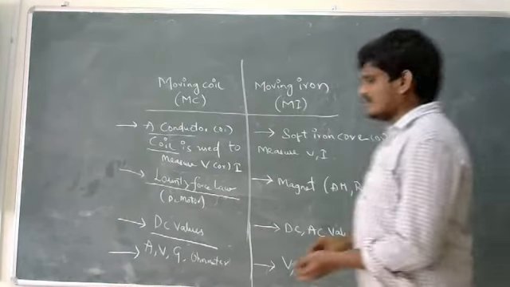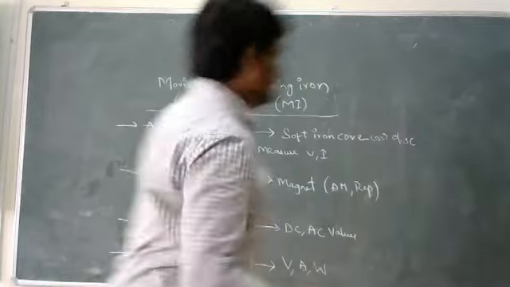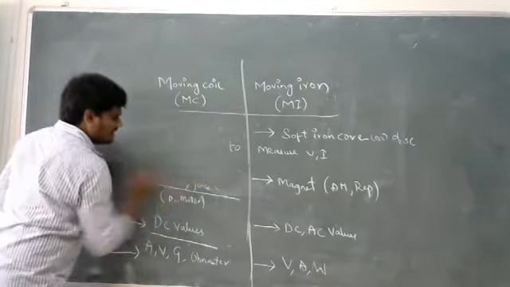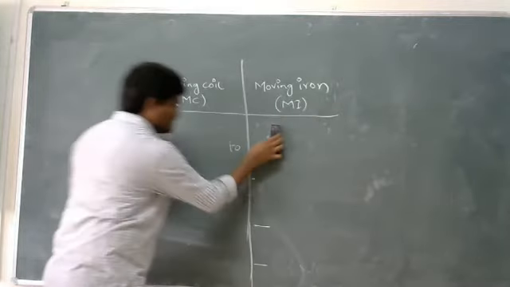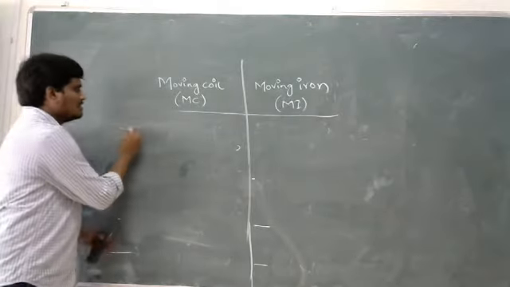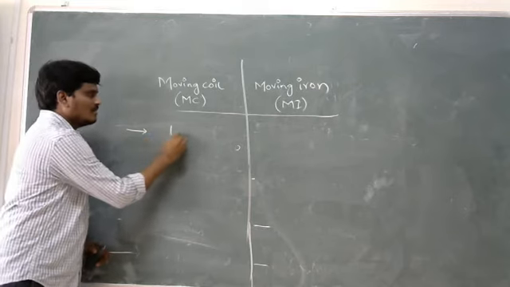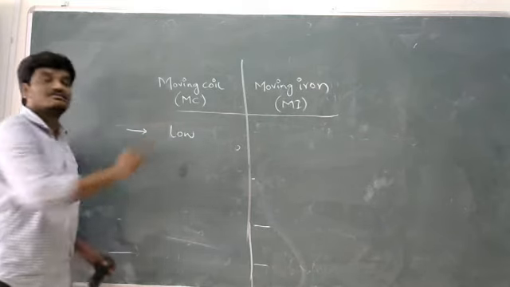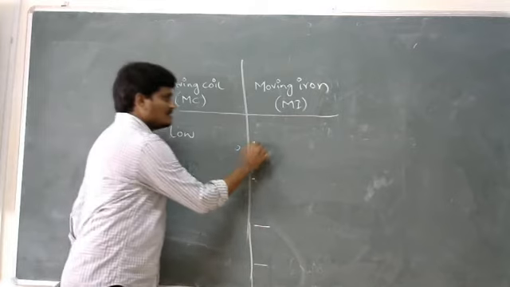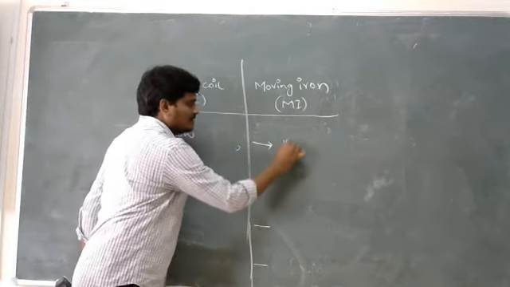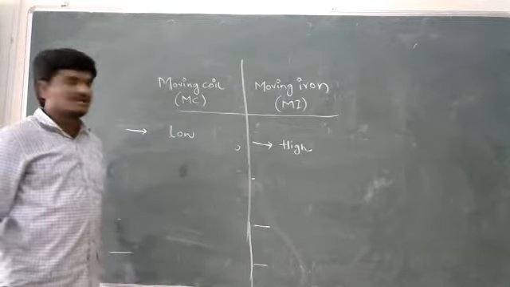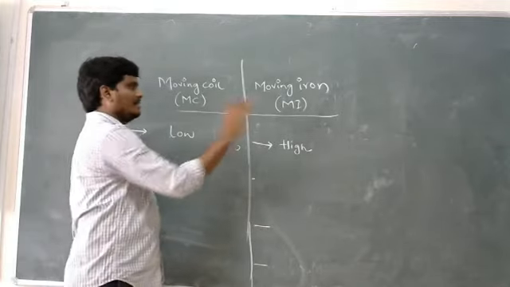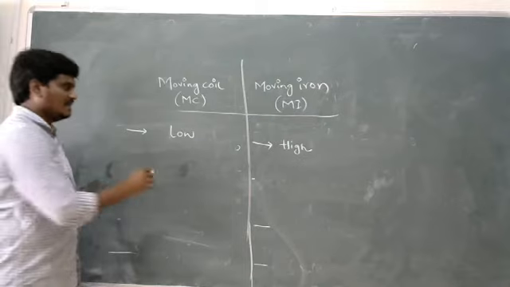Coming to the next difference, the next difference indicates the power consumption. The power consumption in case of a moving coil instrument is very low, and the power consumption of an MI instrument is very high. This is the major disadvantage. The power consumption of an MI instrument is quite high when compared to the MC instrument.